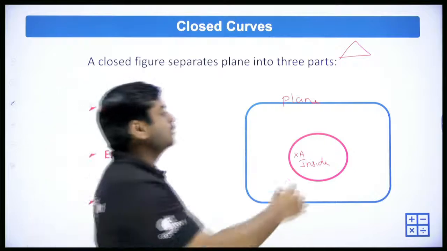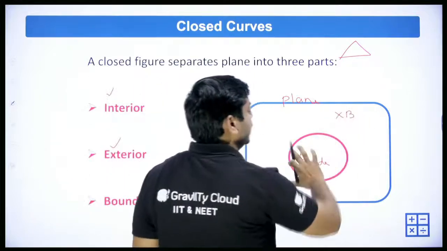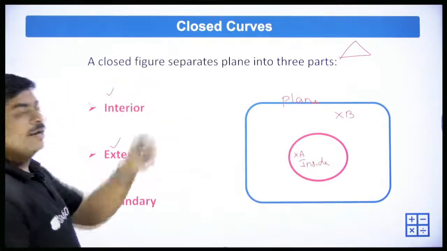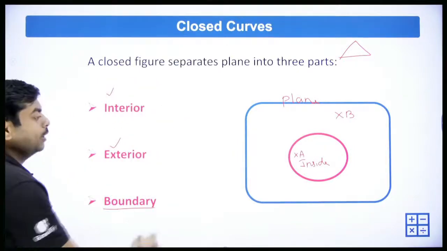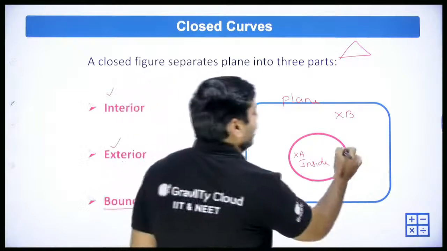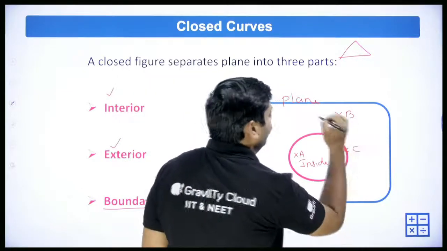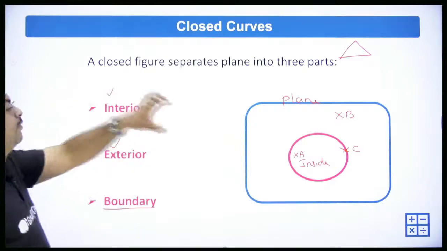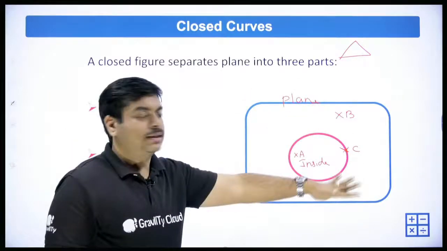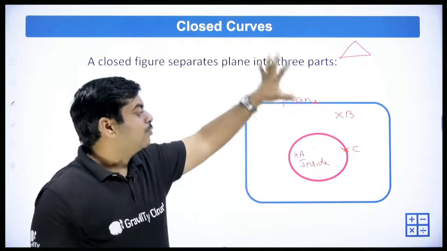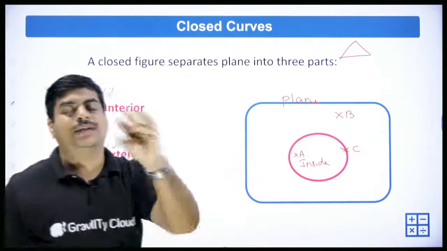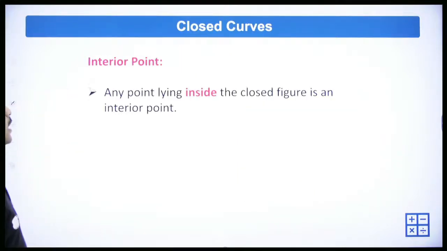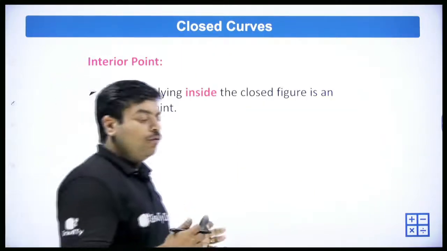A point can be outside. A point B is outside the curve, outside this surface, right? So that can be an outside point. And on the boundary means a point on the curve, right? So we can say that a closed figure separates the plane into three parts: one inside, one outside, and one on the surface, on the boundary.